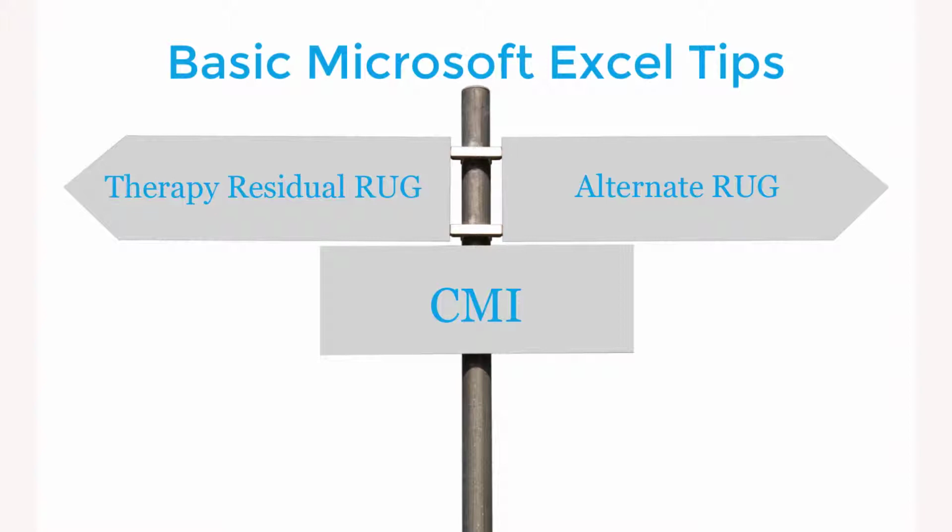Today we're going to be covering basic Microsoft Excel tips, therapy, residual RUGs, alternate RUGs, and CMI. Prior to January 1st, 2019, facilities received CMI credit for residents who RUGged in a rehab category for the entire 92 days of payment that was generated from the last OBRA assessment.